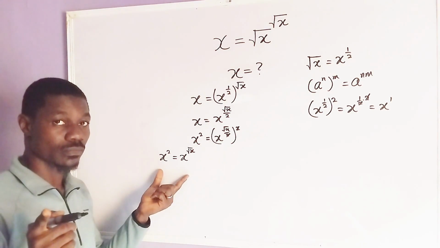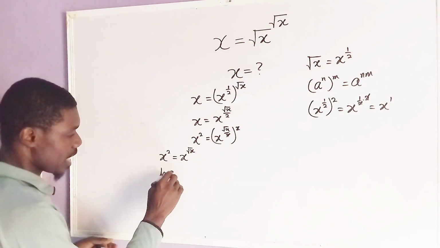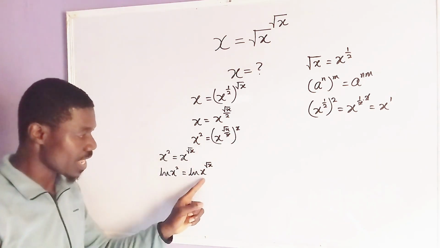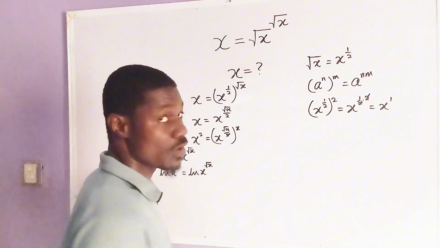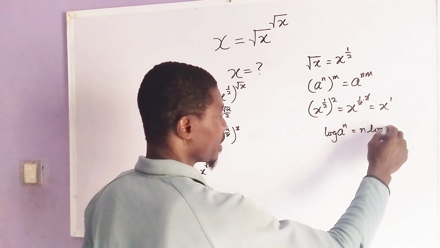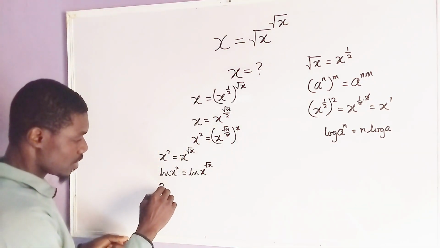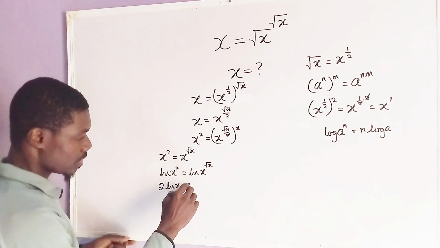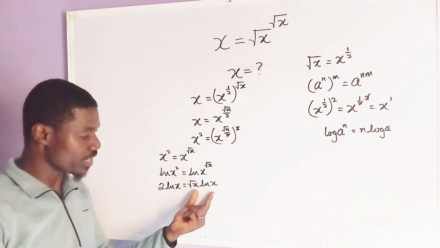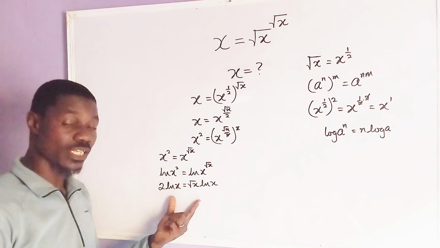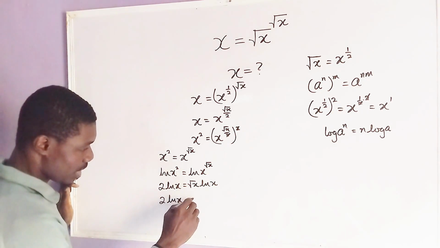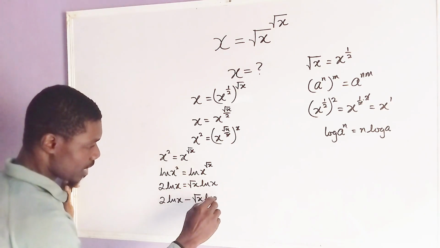So here we have, let us apply ln. We apply ln to x raised to the power of 2 and ln to x raised to the power of the square root of x. And according to the logarithm law, when you have log a raised to the power of n, this is the same as saying n log a. Now applying that rule here, we have 2 ln x then equals the square root of x ln x. Now at this point, let us bring the square root of x ln x to the right hand side, making the equation equal 0. That was what I was intending to do here. So here we have 2 ln x minus the square root of x ln x, all equals 0.